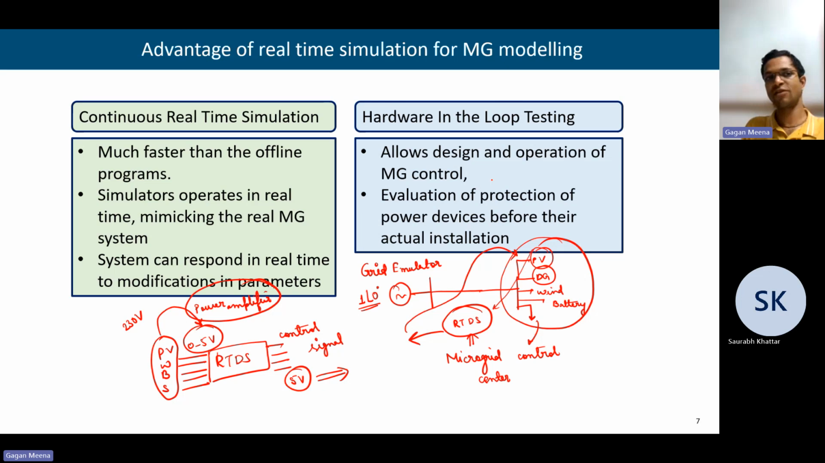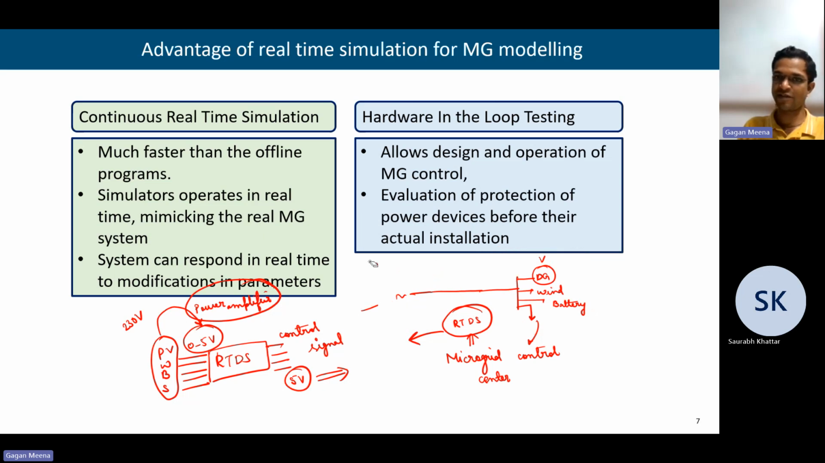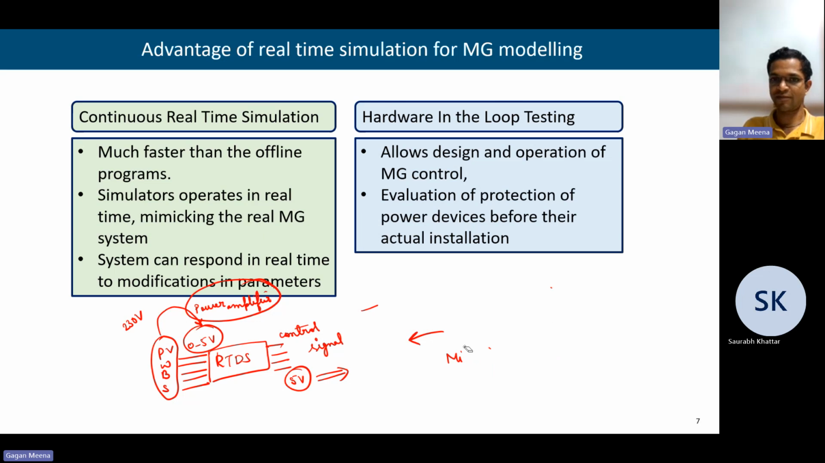So that is the purpose of these real-time simulators: first to do simulation and then to do some hardware-in-the-loop testing. This will allow us to design and see the operation of a microgrid and also evaluate the protection of power devices before their actual installation.